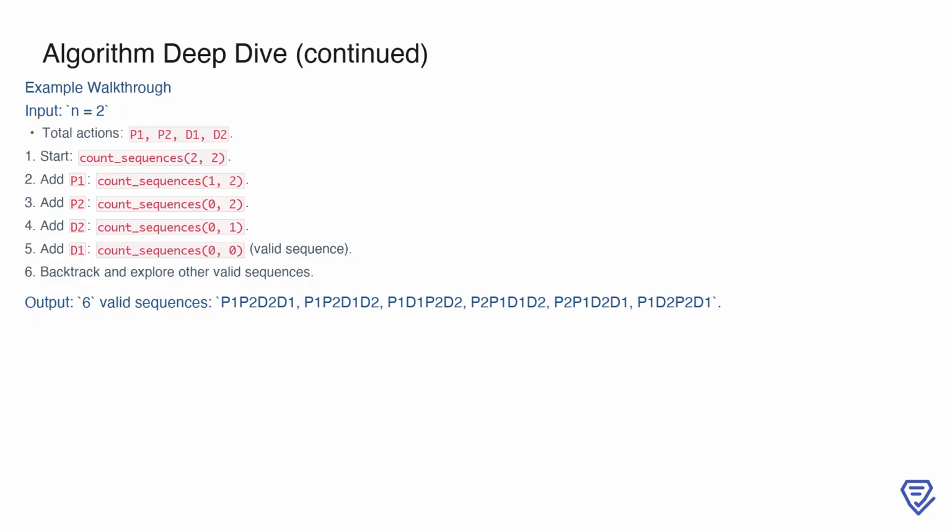By backtracking and exploring other valid paths, we find all 6 valid sequences for n equals 2: P1 P2 D2 D1, P1 P2 D1 D2, P1 D1 P2 D2, P2 P1 D1 D2, P2 P1 D2 D1, and P1 D2 P2 D1. This systematic construction ensures no invalid sequences are generated, and the total count of valid sequences is 6. This example highlights the efficiency and correctness of the recursive approach with backtracking and memoization.